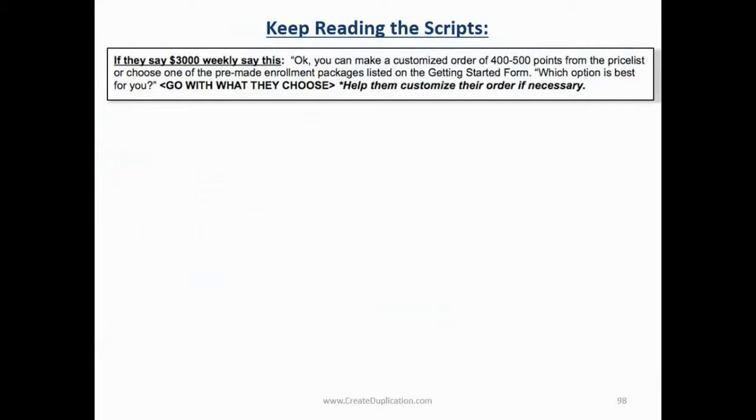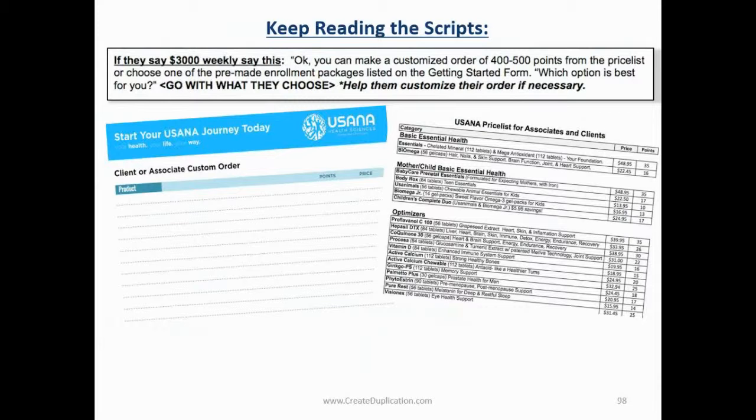Or if they go with the 3,000 weekly option, you're going to say, okay, well, you can make a customized order of 400 to 500 points from the price list, or choose one of the pre-made enrollment packages listed on the Getting Started form. Which option is best for you? Again, most people want to customize it, so you're going to help them. You're going to have to sit down and write it out. I usually have them do the writing. I say, okay, write this product, write the points, write the price. I'm trying to train them.